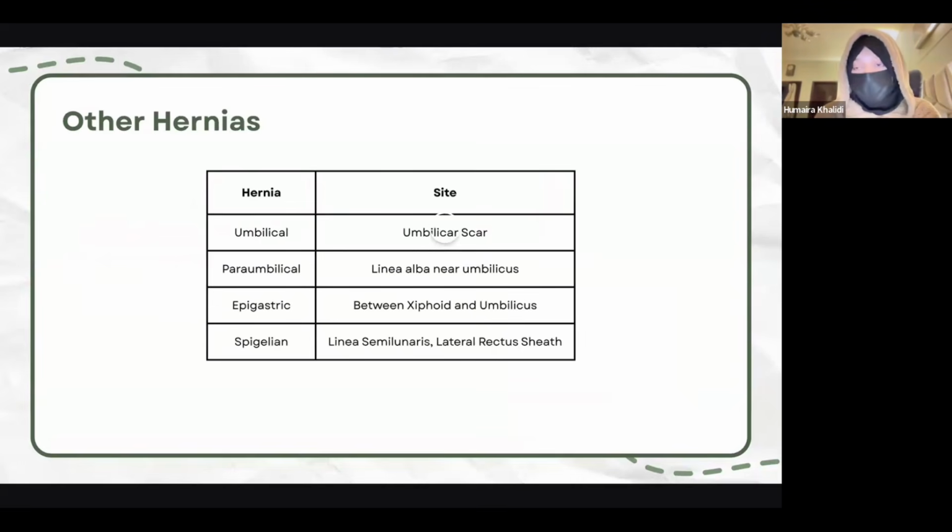These are the other hernias which were mentioned in your slides. However, here's the thing, they've never brought these before. What I do think you should do is remember the umbilical one. But the thing with the umbilical one is that it's very straightforward. If it's near the umbilical scar, it's going to be the umbilical hernia. The periumbilical is going to be near the linea alba, near the umbilicus, not the umbilical scar itself. The umbilical hernia comes from the umbilicus itself, from your belly button. Epigastric is going to be between the xiphoid and the umbilicus, way up high. And then you have the spigelian, or the linea semilunaris, or the lateral rectus sheath.